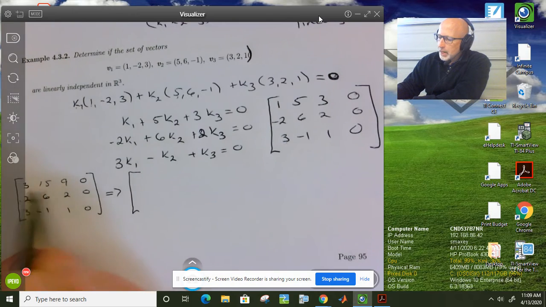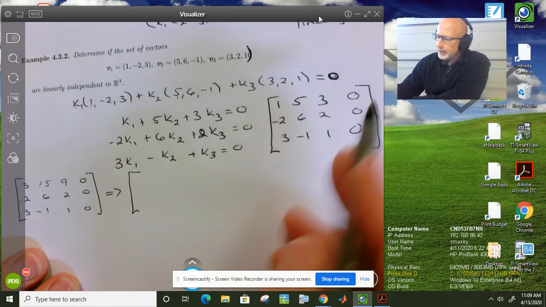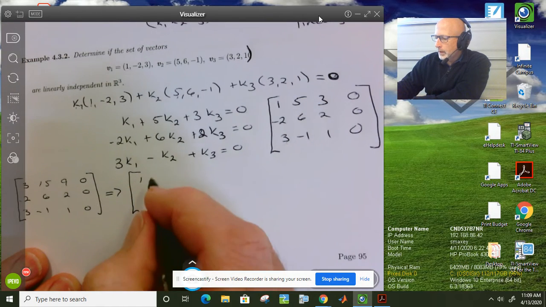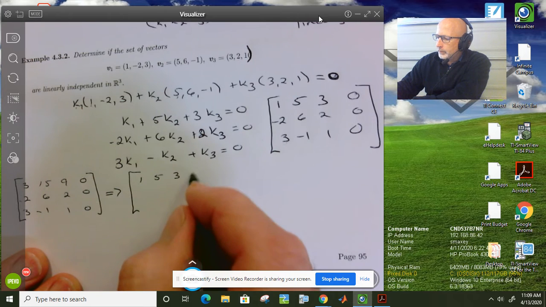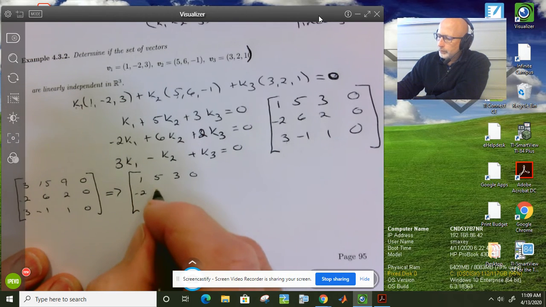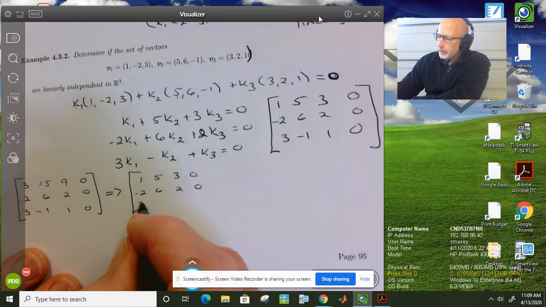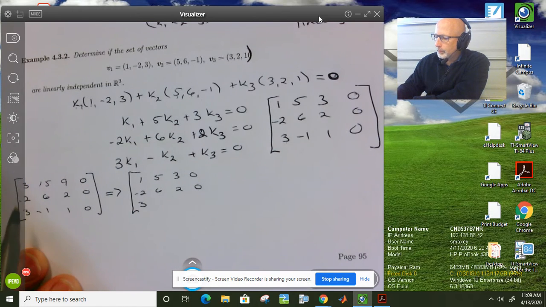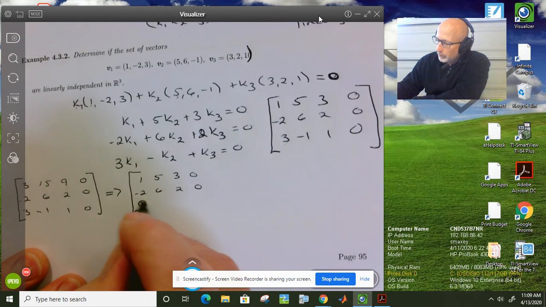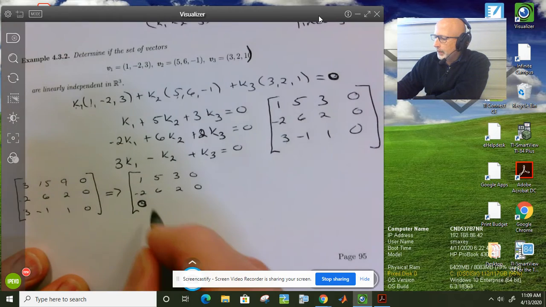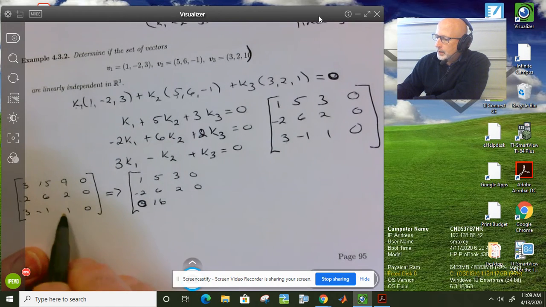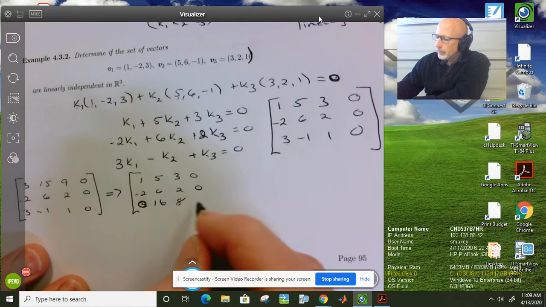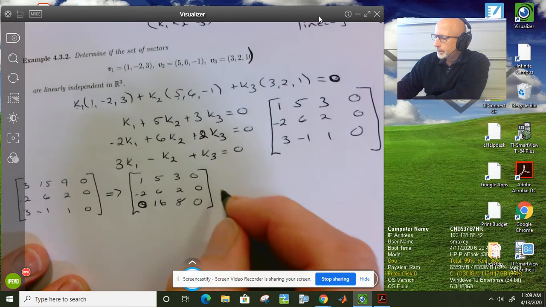And I'm going to change the top row back into its original to keep things simple. So 1, 5, 3, 0. And I have negative 2, 6, 2, 0. The bottom one's going to be 3 minus 3, which gives you 0. 15 minus the negative 1 gives you 16. 9 minus 1 gives you 8. And 0 minus 0 gives you 0.